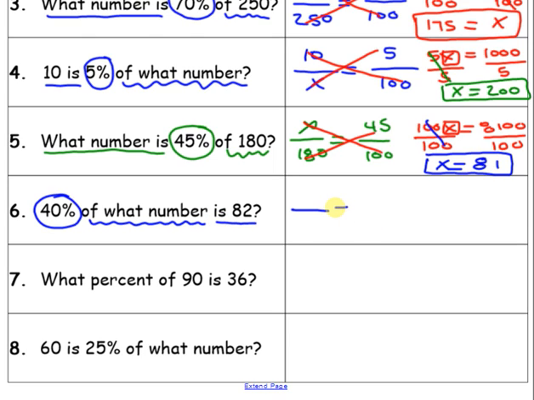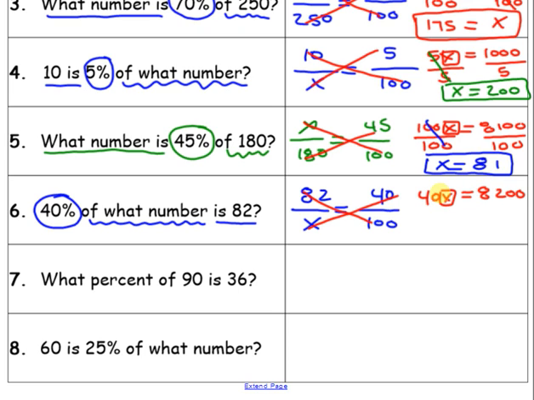So we set up our fraction bars. 100 is our freebie. Our percent is 40, that goes on top. Of what number? That's our bottom. We don't know. Is 82? That's our top. We're going to cross multiply. X times 40 is 40x equals 82 times 100 is 8,200.